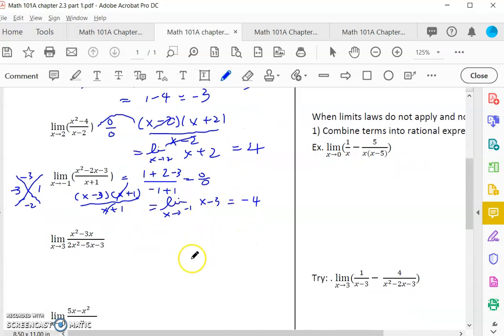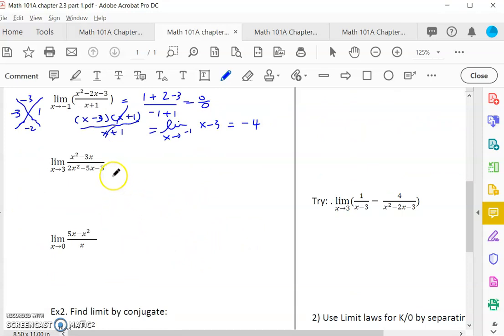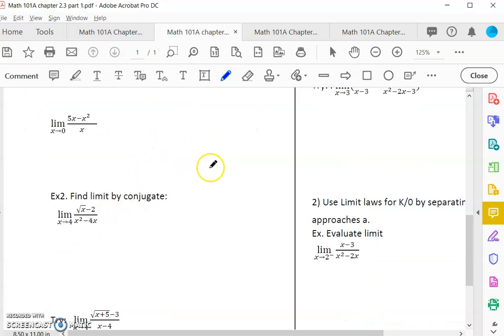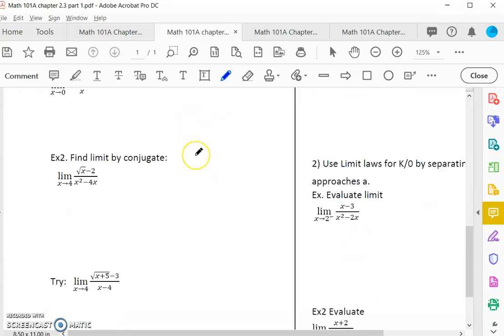So this is the limit. It's the same here, so you just keep on factoring. Maybe we'll do it in class. So that's the first method.